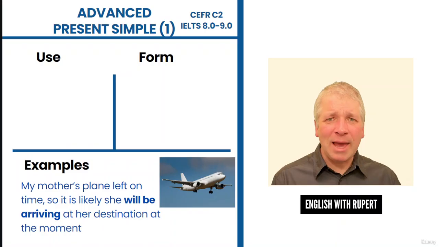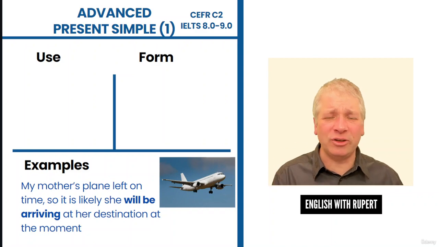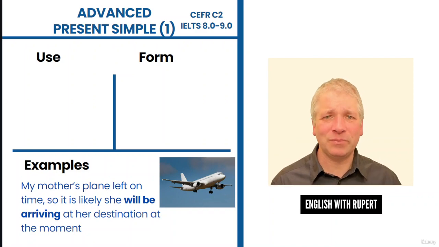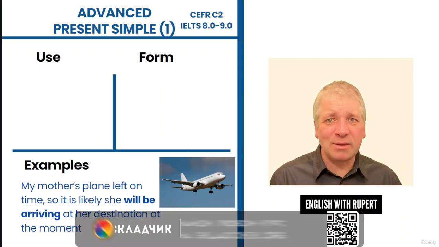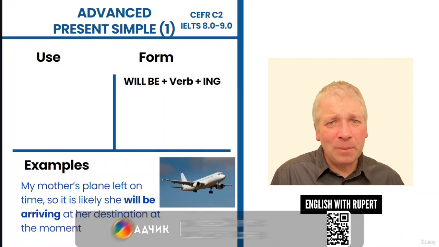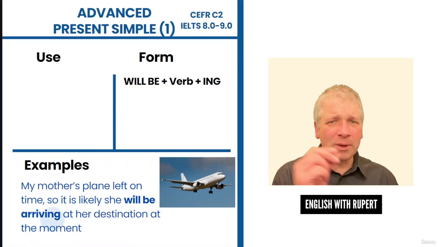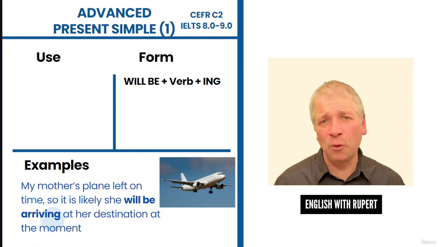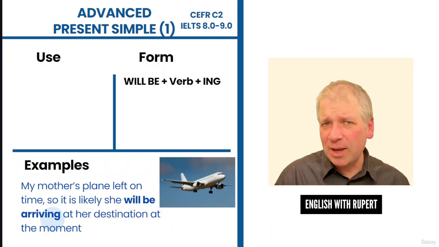My mother's plane left on time, so it is likely she will be arriving at her destination at the moment. Now, what's the first thing you notice? Perhaps it's this. The form here is will be plus the verb plus ing. She will be arriving. Now, normally we think that's the future continuous form, and that's for something happening in the future. But notice the time here.